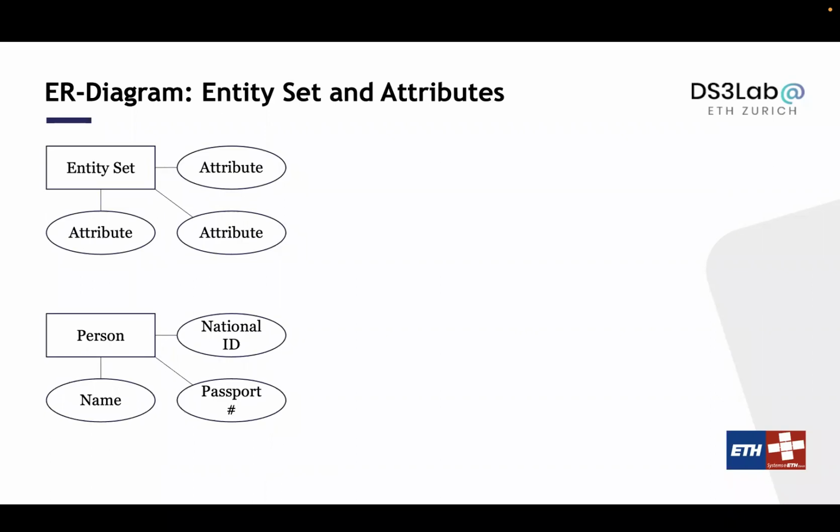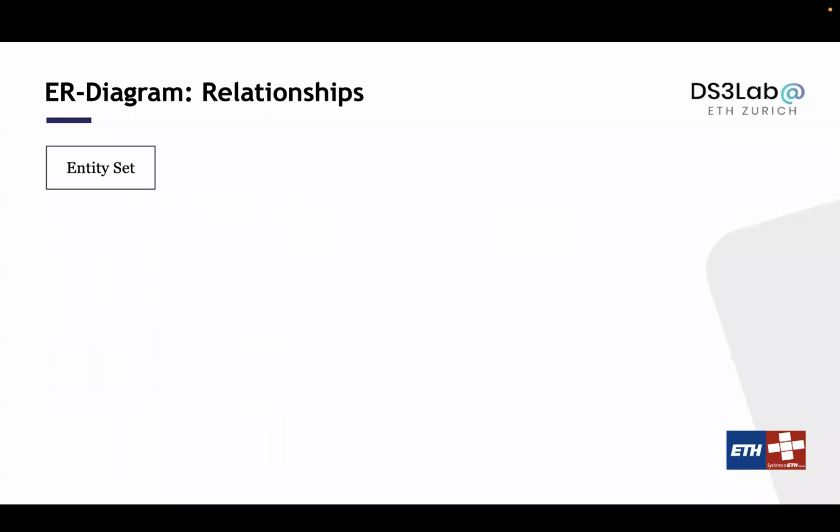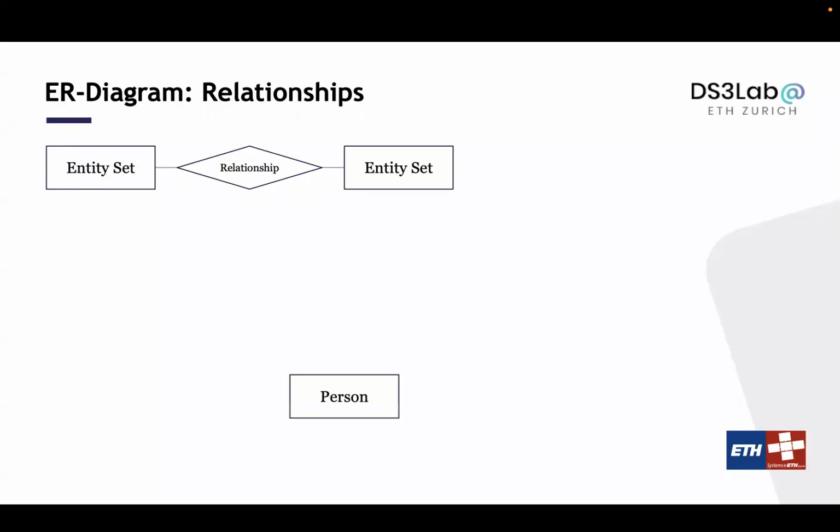Once you have multiple entity sets, you can introduce relationships among them. For example, say two entity sets participate in one relationship. You can draw a diamond shape, put a name inside the diamond, and then connect these two entity sets. By doing this, you are essentially saying that you have two entity sets in your application, and these two entity sets are going to participate in this relationship.